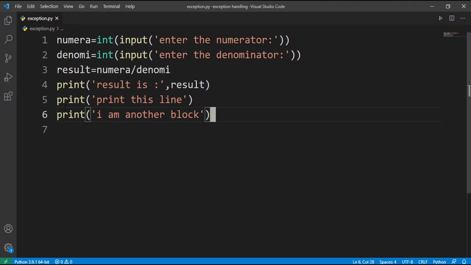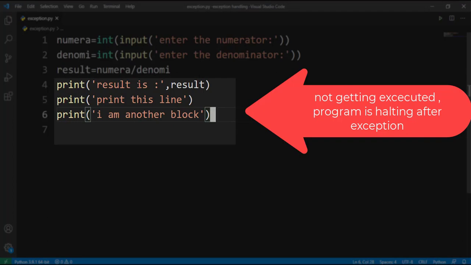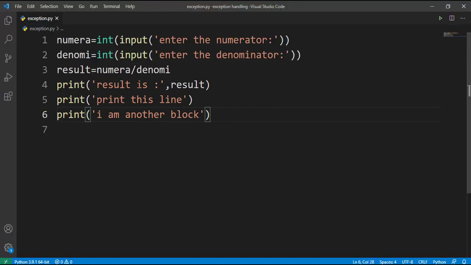You can observe that when the interpreter comes across line number 3, when it tries to divide numerator by denominator, it is raising an exception that it cannot divide any number by 0. So after this line number 3, lines number 4, 5, 6 are not getting executed. That means your program is getting halted. So this is not advisable in real time.